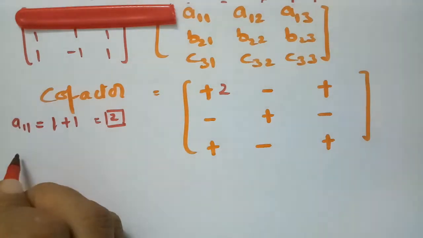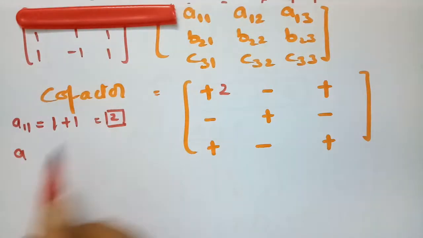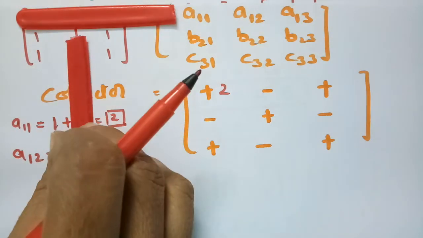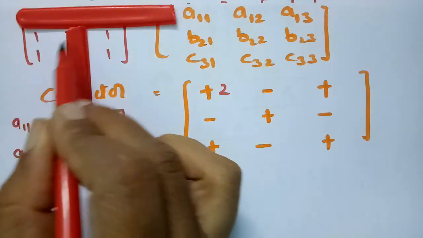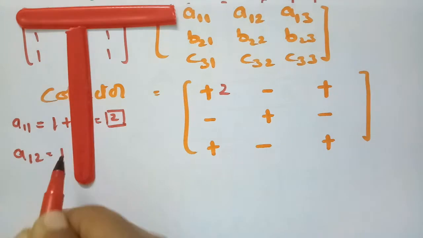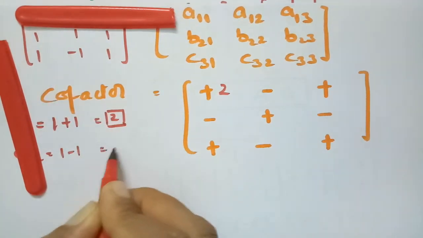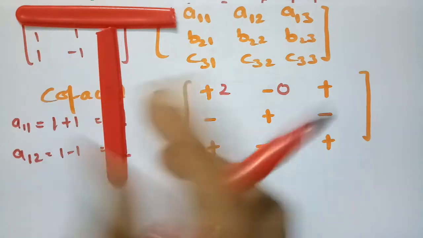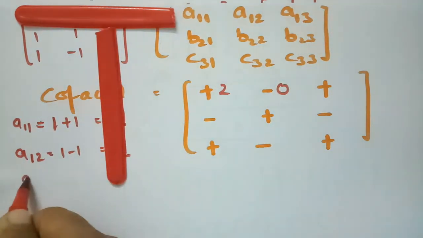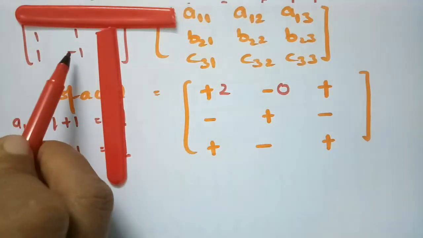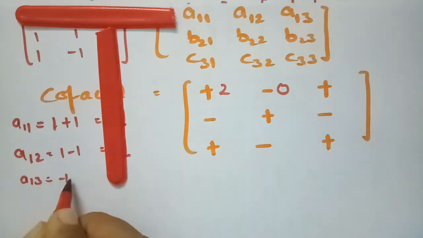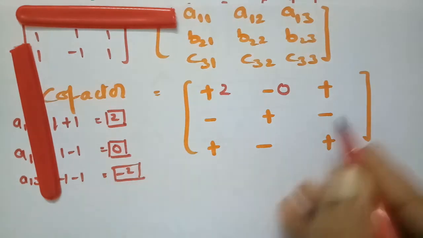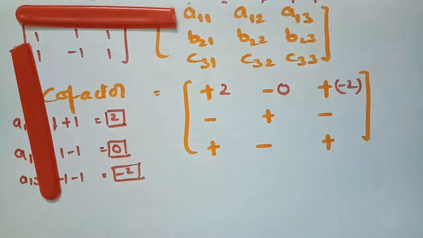And the next one, for the position A12, I have to close this first row and second column. So the value here is 1 minus 1, the value here is 0. I am substituting 0 here. For the position of A13, see here A13. So my 1 into minus 1 is minus 1 minus 1, which is equal to minus 2. So the value here is minus 2.